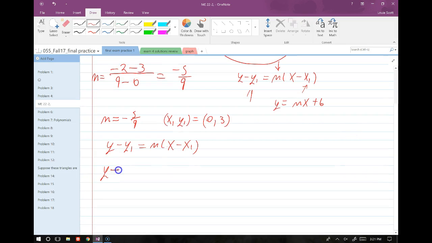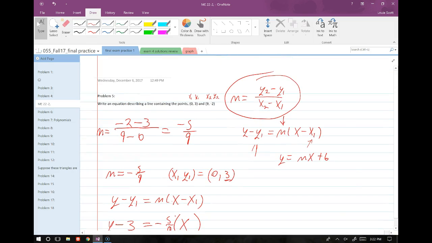So the y stays the same. The y1 is equal to 3. m is equal to negative 5/9. The x just stays there because it's a variable. And then the x1 is just 0. So I can write minus 0, or I can just close it off. You could write minus 0 over here, but why? It's just 0. So that's it for this line. They don't ask you to graph it, so you don't have to. They just want the equation. This one will definitely be on the final.